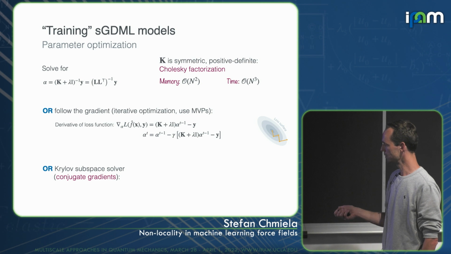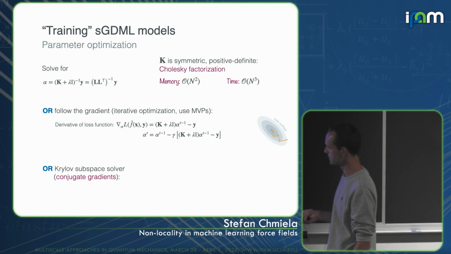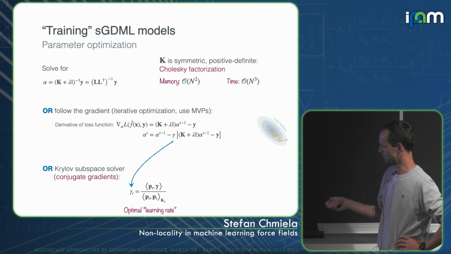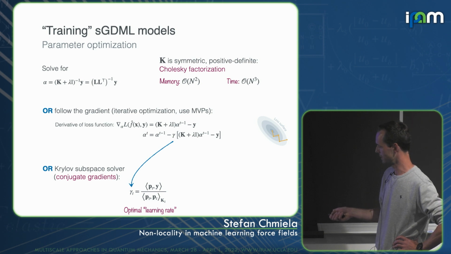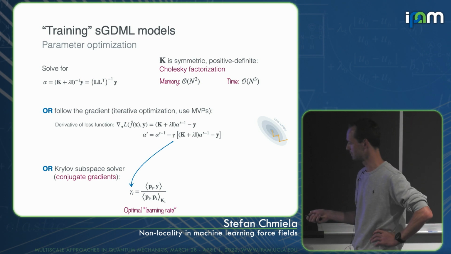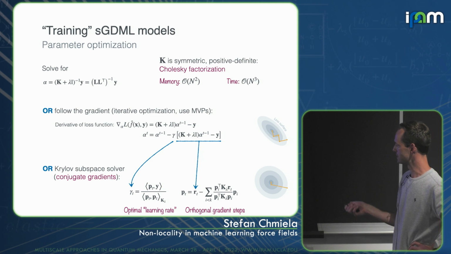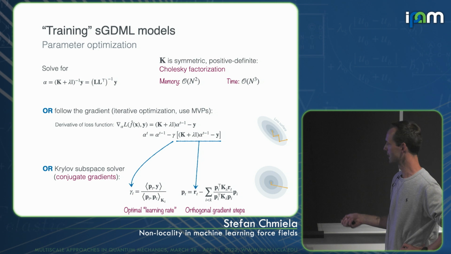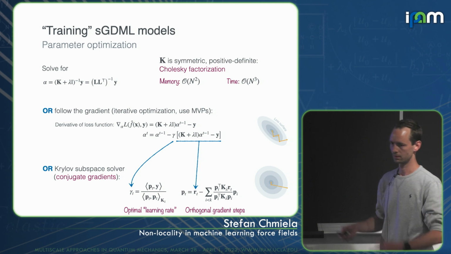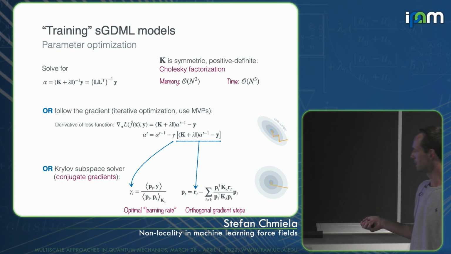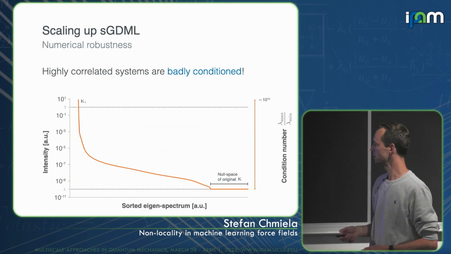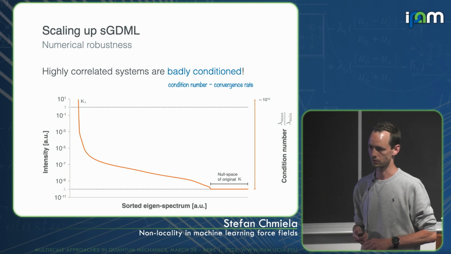So it doesn't even help if we try to be smarter about this iteration using Krylov subspace solvers, where the properties of k allow us to replace this learning rate by the optimal learning rate according to a conjugate gradient scheme. And then this gradient step we can project onto orthogonal gradient directions, which would give us, in principle, very fast convergence. But it's all limited by the fact that k has a horrible condition number, and the condition number is proportional to the convergence rate.